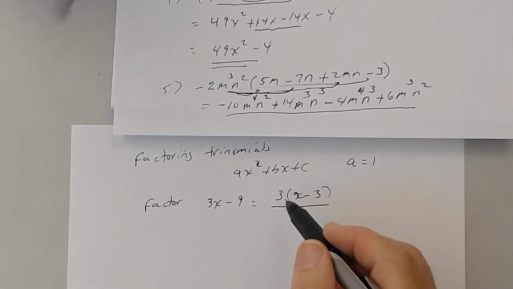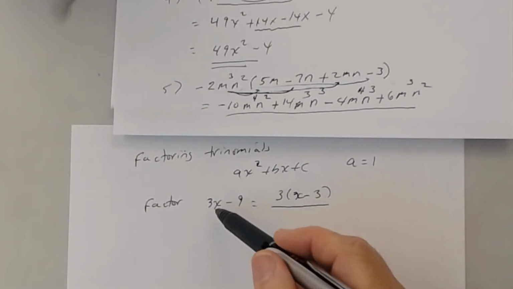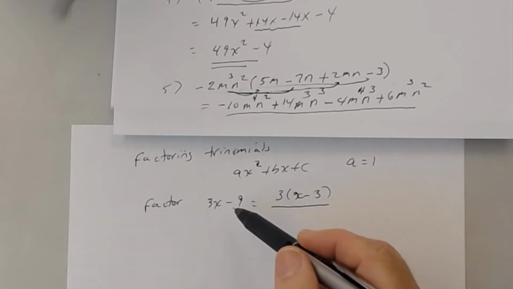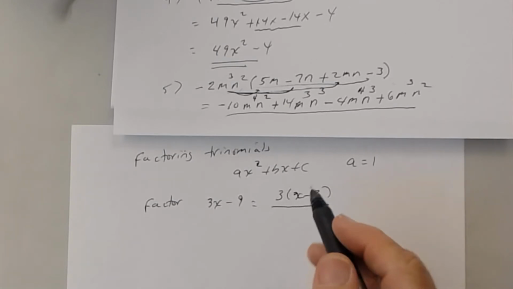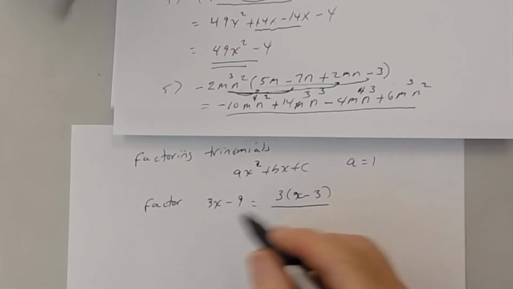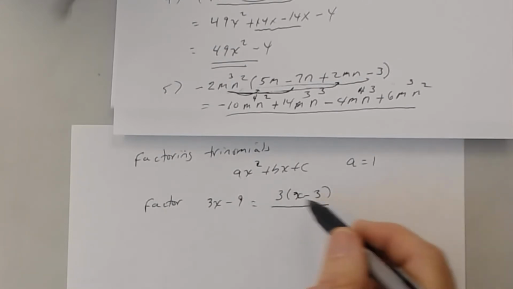And so you can always check by doing what with your answer? Distributing, multiplying. 3 times x is 3x. 3 times a negative 3 is a negative 9. All right, now what I did was I factored, because remember, factoring means to write your, in this case, polynomial as a product of factors. How many factors do you see here?